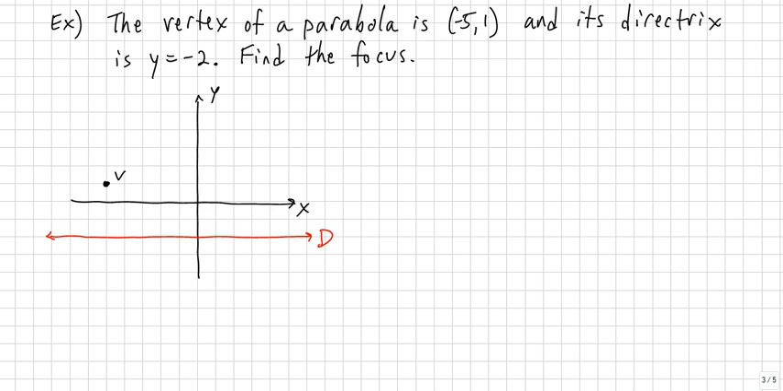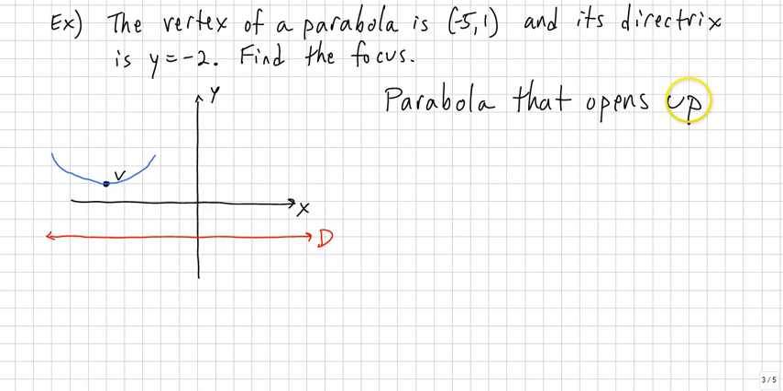So that means our parabola, I don't know exactly how to graph it, but our parabola is going to have to open upwards because the parabola always opens away from the directrix. The parabola doesn't ever cross or intersect the directrix. It always opens away from it. So basically what they've told me is I have a parabola that opens up. That's what I know based on what they've told me.